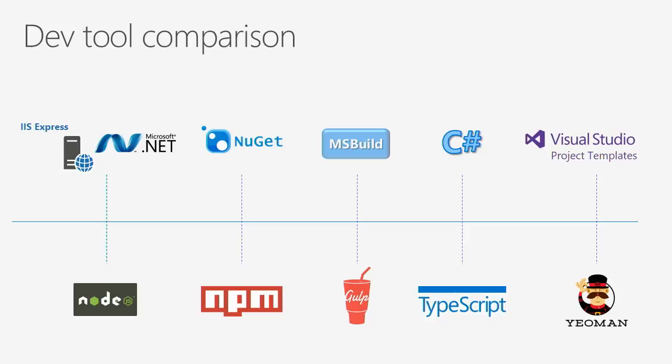Cool. Gulp. Gulp is your build tool. Gulp is what does the compilation of your code, the automatic building and running of the website. It's the equivalent of your F5 process. We're going to write in TypeScript. You could write in plain old JavaScript.